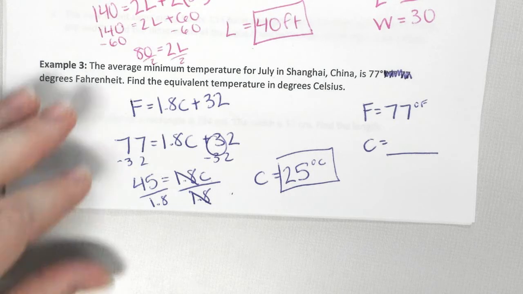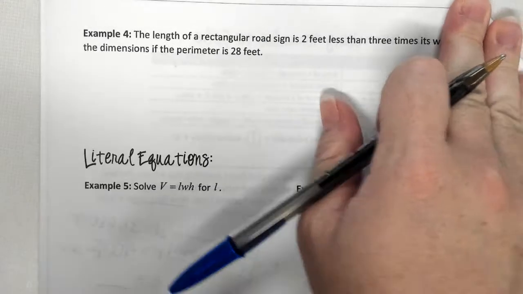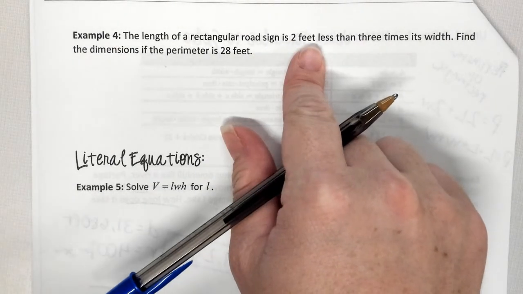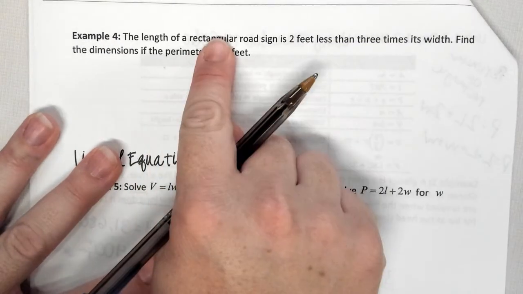Okay, let's look at the back. So it's one more. It says the length of a rectangular road sign is 2 feet less than 3 times its width. Find the dimensions of the perimeter. So we're finding perimeter of a rectangle.